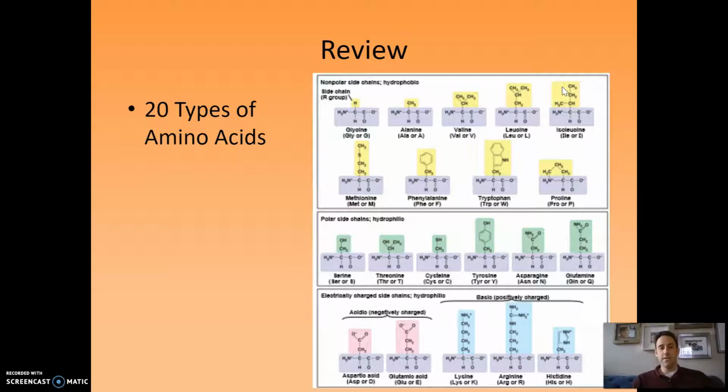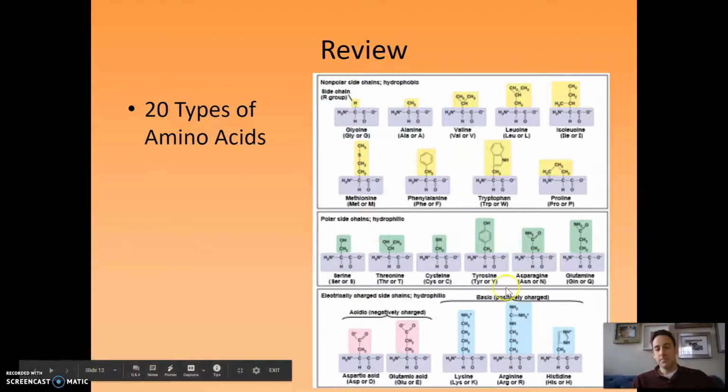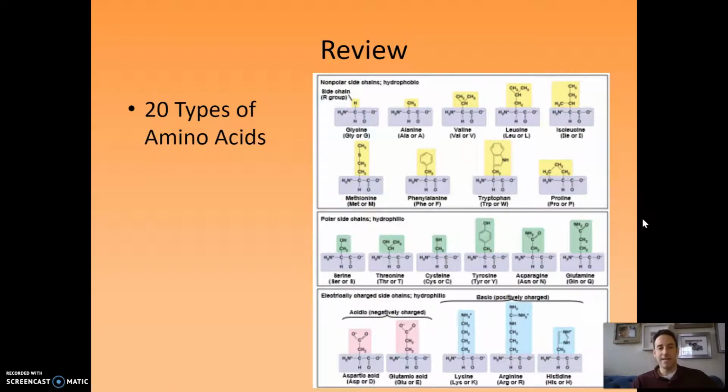And if you look closer at these, you'll see that some of these R groups are non-polar, some of them are polar, some of them have a charge, some of them are acidic, some of them are basic, and so there are different types of amino acids that are going to behave differently based on that R group.